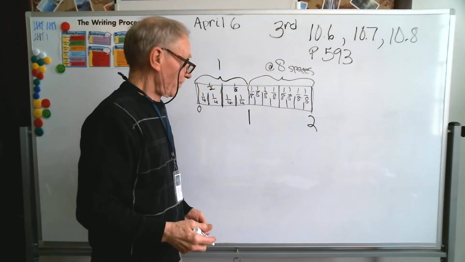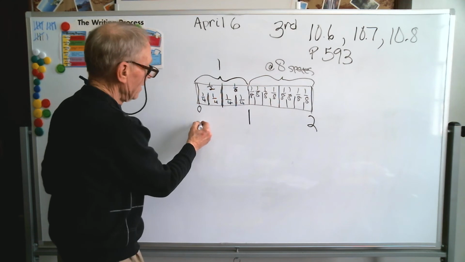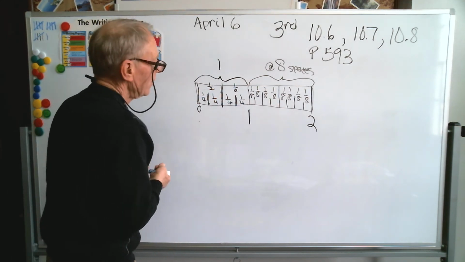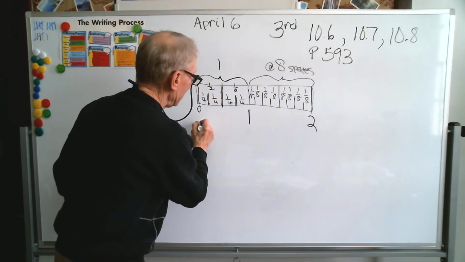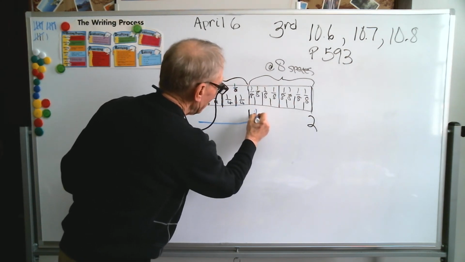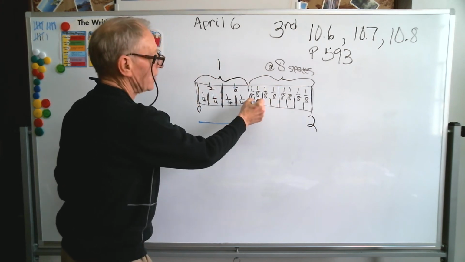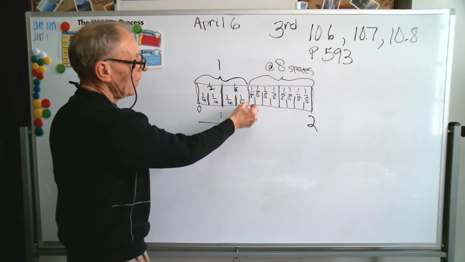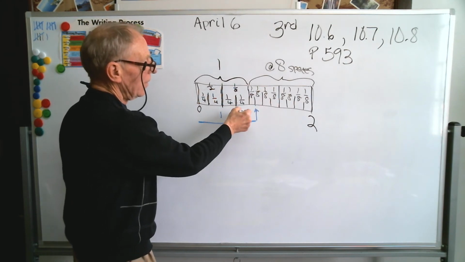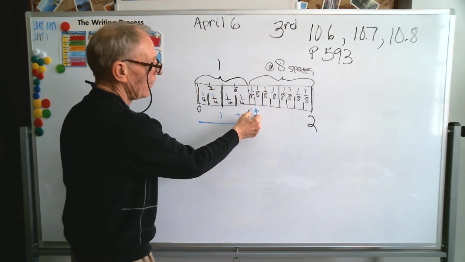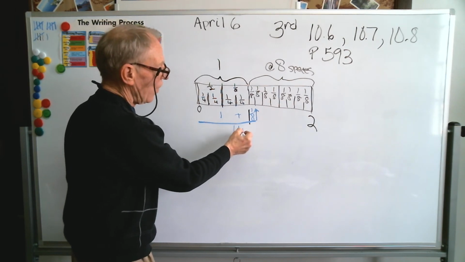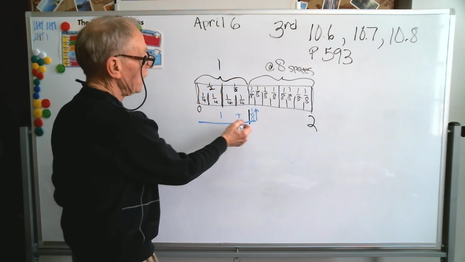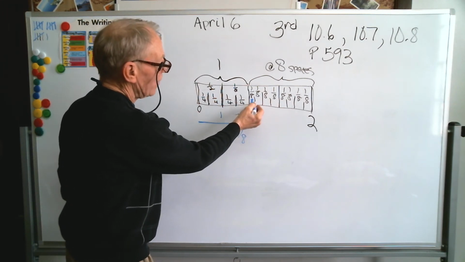And so if I had a line that went from 0 to right here, and it stopped right on that line, it would be 1 inch here plus the 1/8 here. It would equal 1 1/8. That would be the measurement. 1 plus 1/8.